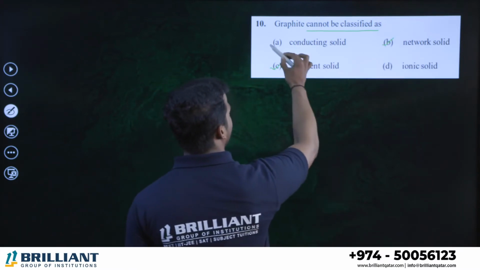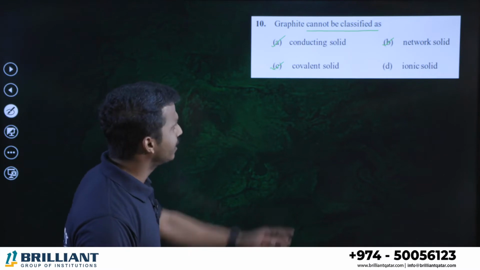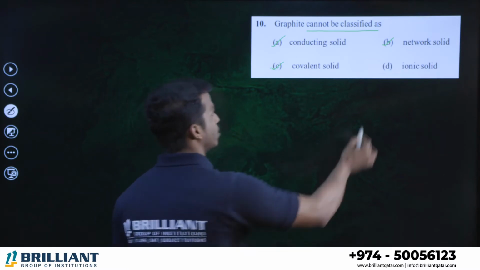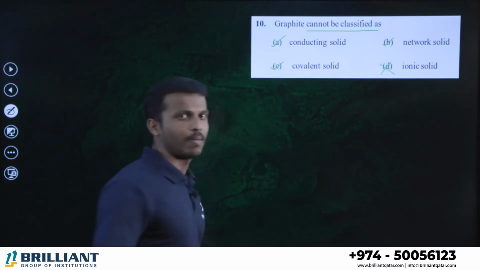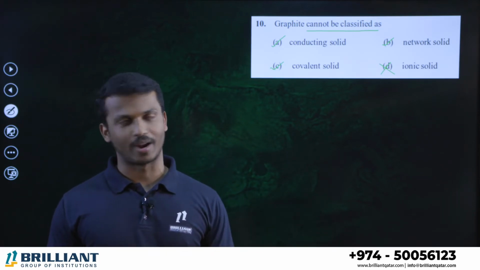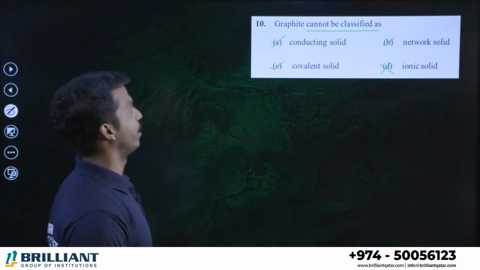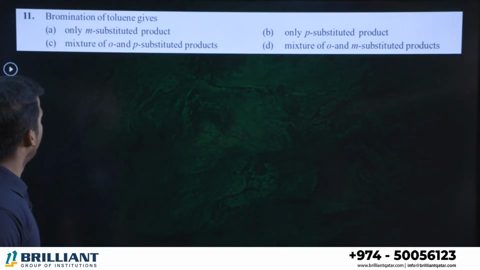Even it is a conducting solid, right? You know, you studied graphite can conduct electricity. Is it an ionic solid? No, it is not an ionic solid. Only one example we studied in the textbook for ionic solid. What is that? NaCl, sodium chloride. So graphite cannot be classified as which one? Option D, ionic solid.